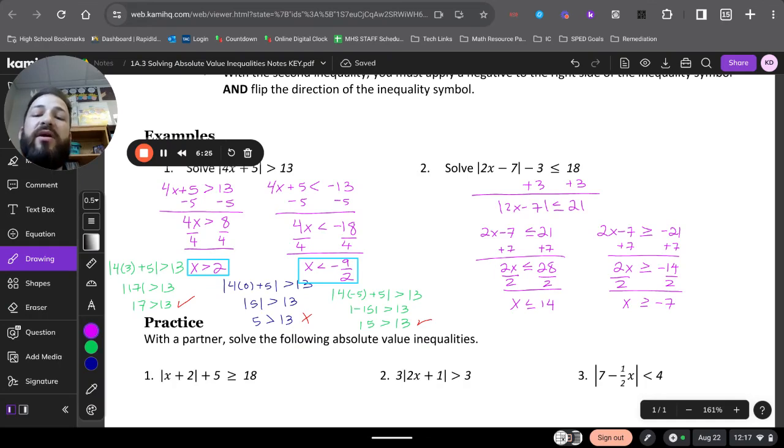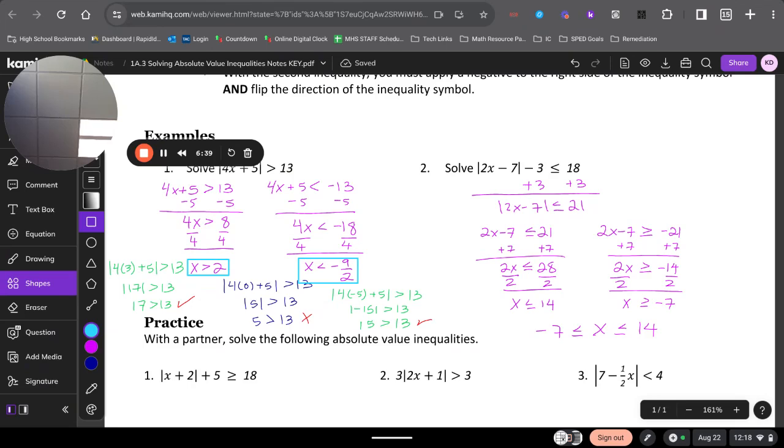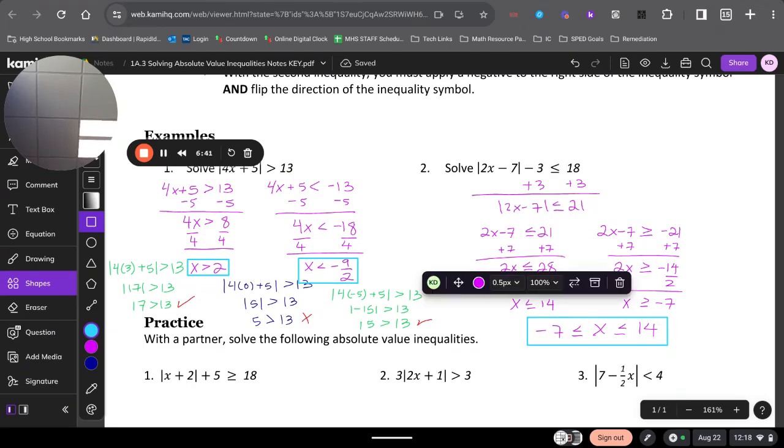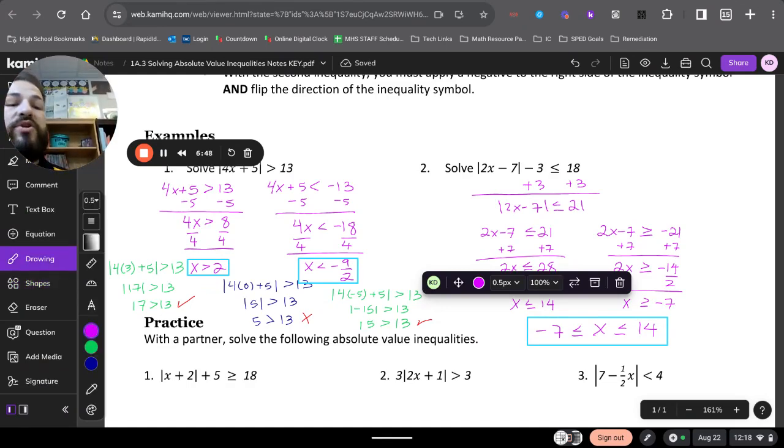Because they're going towards each other, I can rewrite it as a compound inequality, which means this can instead be negative 7 is less than or equal to x, which is less than or equal to 14. So if I have two separate inequalities that are approaching each other, I can use this slightly different approach to rewrite those inequalities. Okay, go ahead and pause the video.